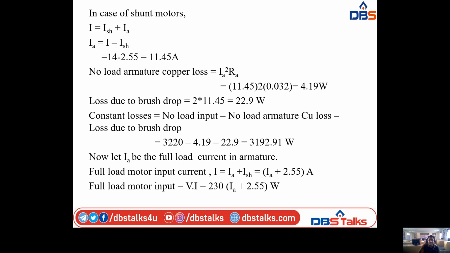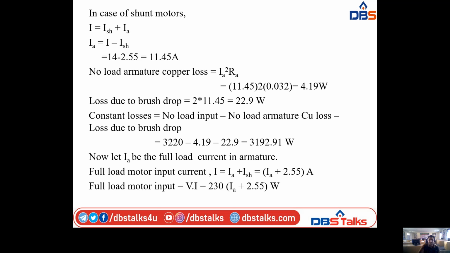And now let Ia be the full load current in the armature. Why? Because in this problem we have to calculate the full load efficiency. Okay, that's why I'm taking this one. So firstly we have to calculate the full load motor input, that is I. You know the relation, that is I is equal to ISH plus IA.